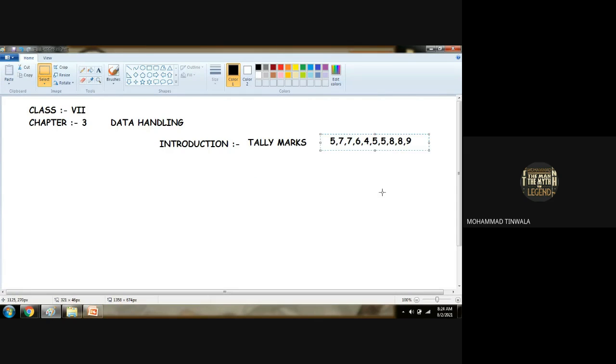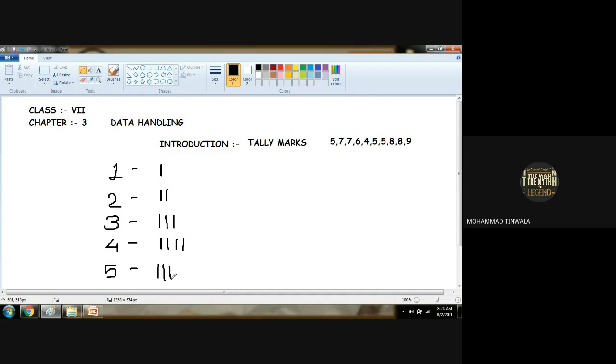Again, I'm telling you, if you want to write 1, it will be described as a capital I. If you want to write 2, it will be 2 marks. For 3, it will be 3 marks, and for 4, it will be 4 marks. This marking is known as tally marks. If you want to write 5, it will be 1, 2, 3, 4, and 1 crossing diagonally. That's confirmed as 5.